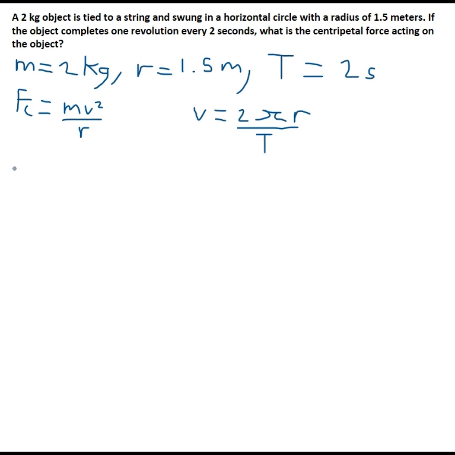Plugging in the values we have, we get that the velocity is equal to 2 pi times 1.5 meters divided by 2 seconds. And this is equal to about 4.71 meters a second.